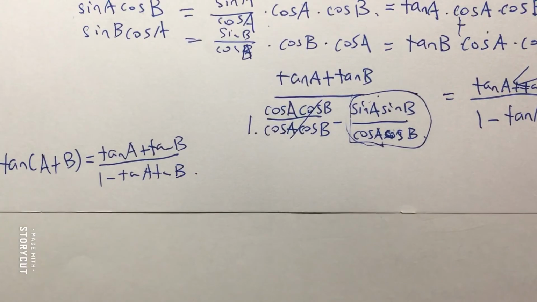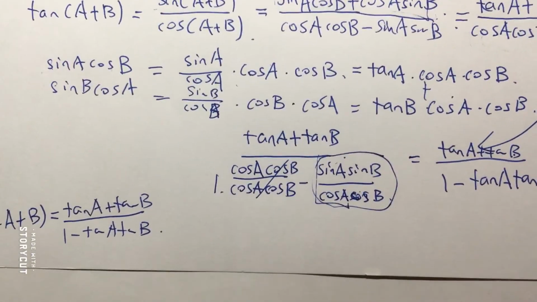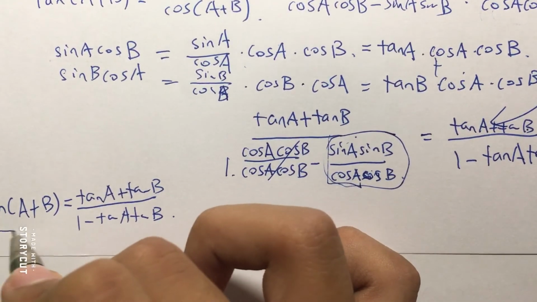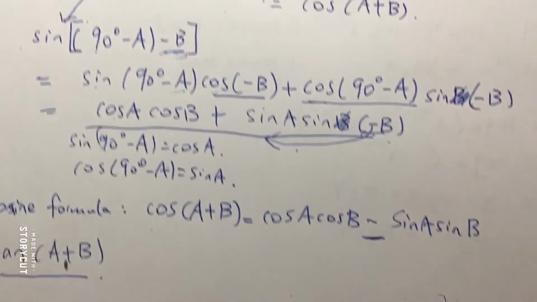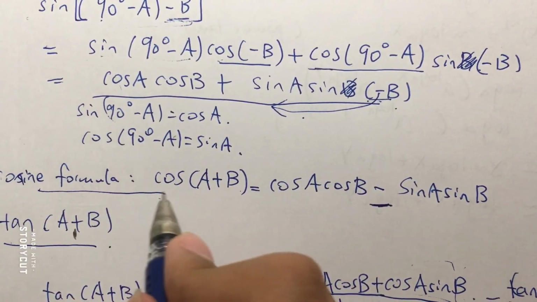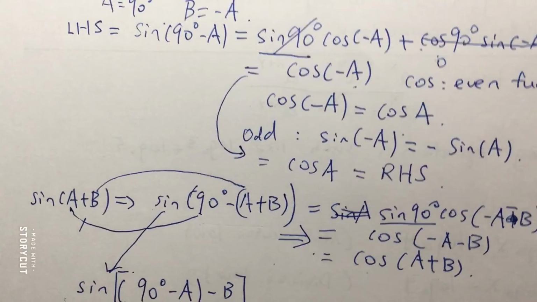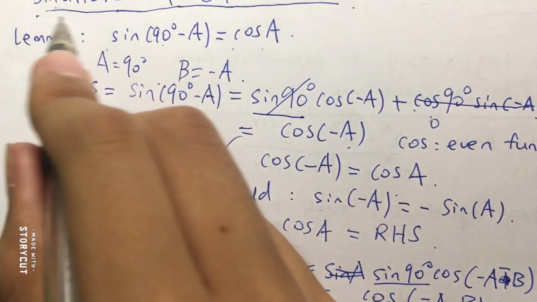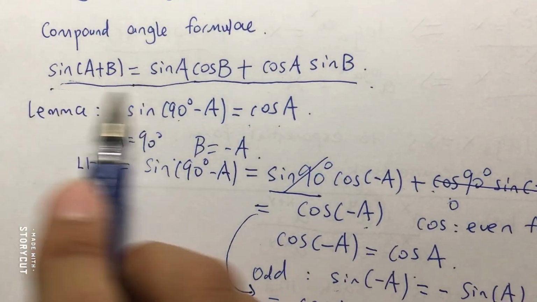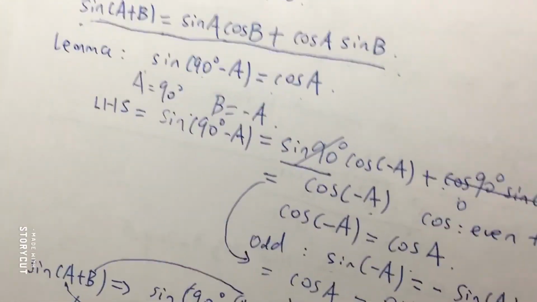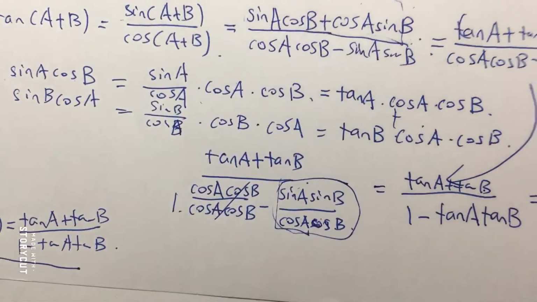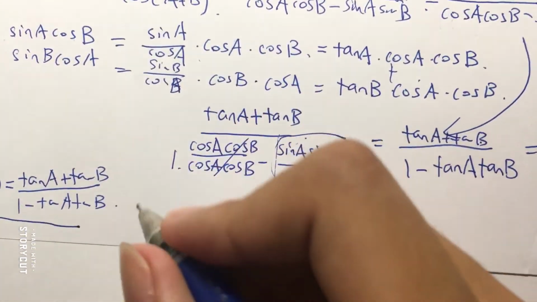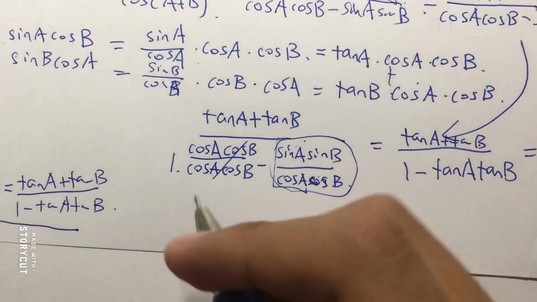And these three formulas are the most important formulas in trigonometry. So this is the tangent one, the cosine one, and the sine one. I hope you can understand the proving. If you don't understand, you can leave a comment below.